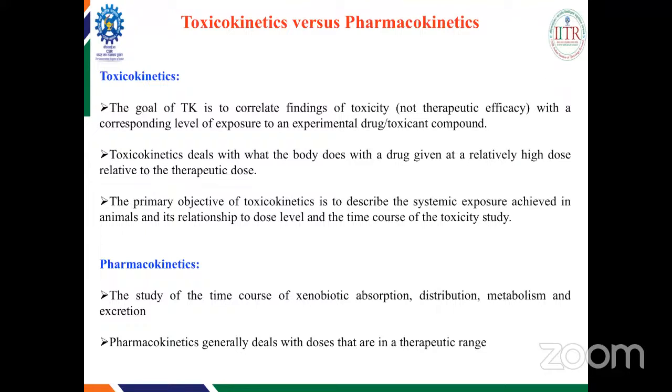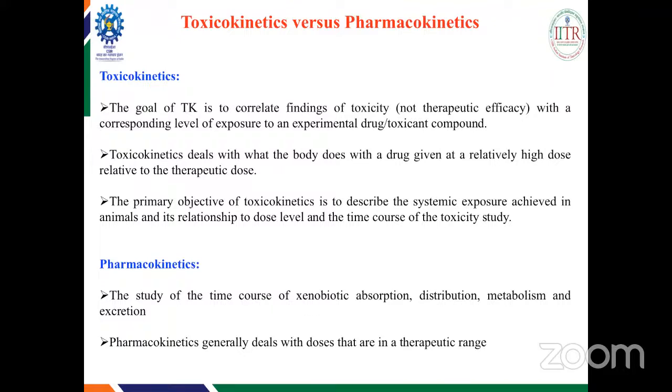In terms of definition, when you compare toxicokinetics and pharmacokinetics, the primary difference is the dose. The primary purpose of a TK study is to correlate findings of toxicity, not therapeutic efficacy, with the corresponding level of exposure to an experimental drug or toxic compound. Dr. Akshay Dwarkanath also highlighted in his slide the interpretation of the data, how to correlate the exposure to the toxicity, where toxicokinetics plays a very crucial role. The primary objective of toxicokinetics is to describe the systemic exposure achieved in the animals and its relationship to dose level and the time course of the toxicity study.